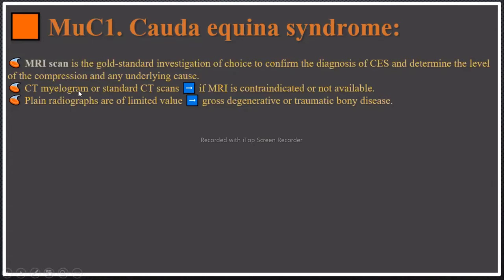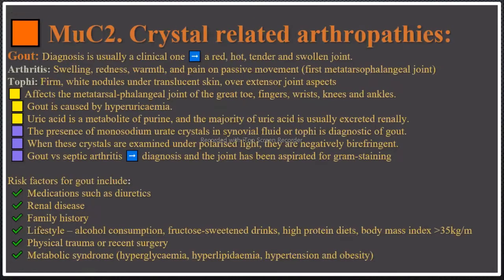CT myelogram or standard CT scan, if MRI is contraindicated or not available. So if they mention clearly in the scenario MRI contraindicated or not available, so CT myelogram or standard CT scan. Plain radiographs, limited value, if there is gross degenerative or traumatic bone disease. So if you suspect traumatic disease, traumatic fracture.